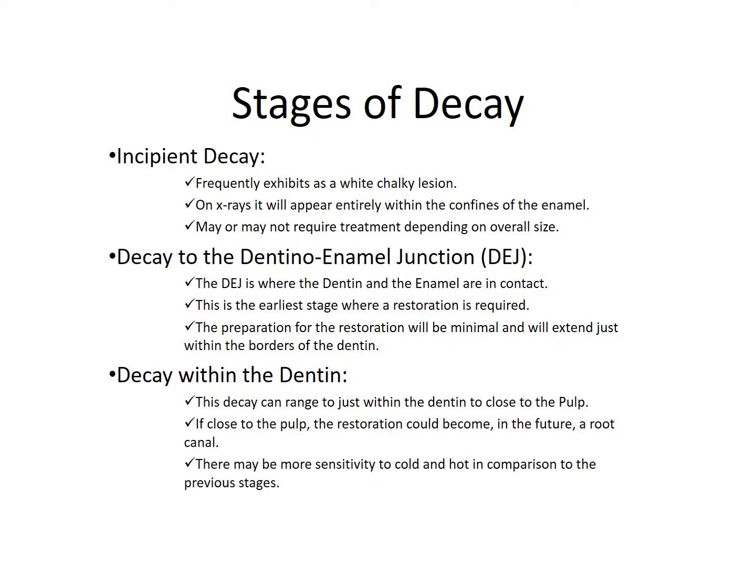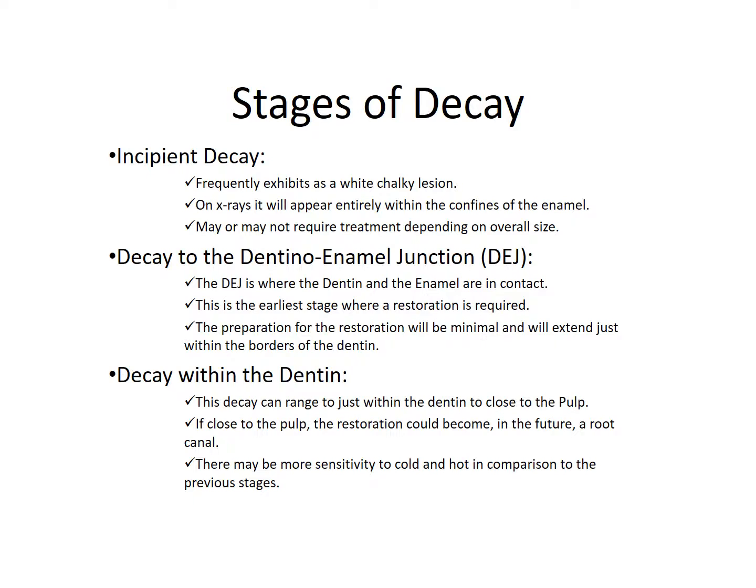The second stage is decay to the dentino-enamel junction, also known as the DEJ. The DEJ is where the dentin and the enamel are in contact. This is the earliest stage where restoration is required. The preparation for the restoration will be minimal and will extend just within the borders of the dentin.